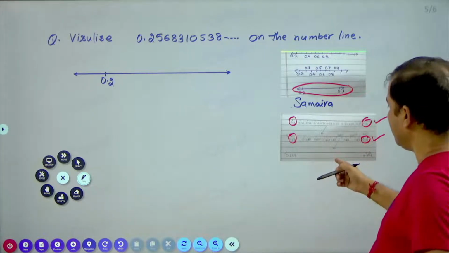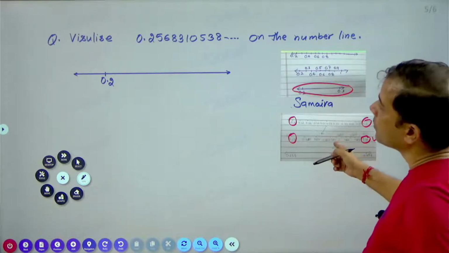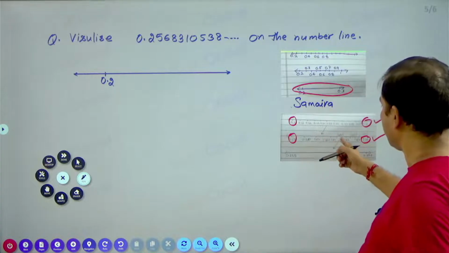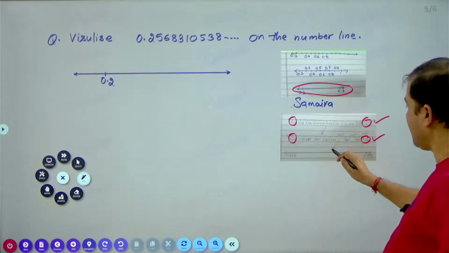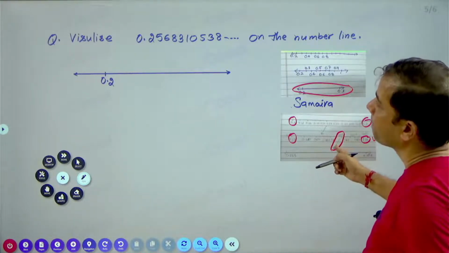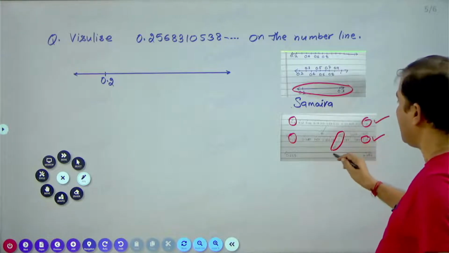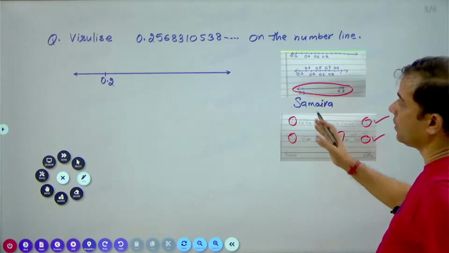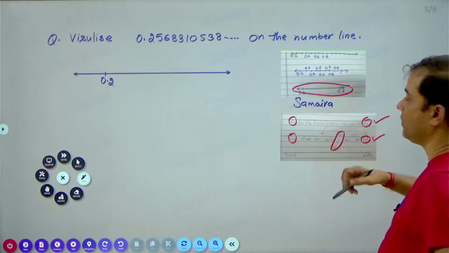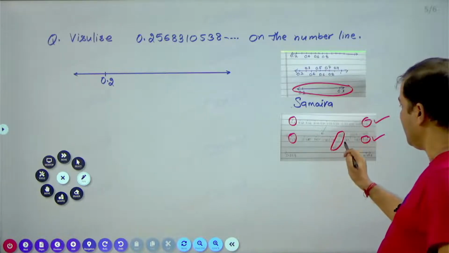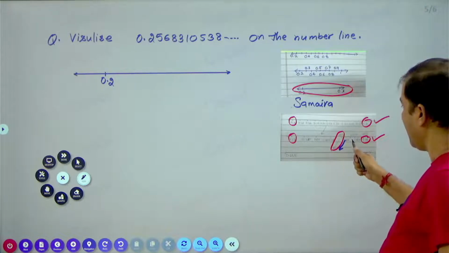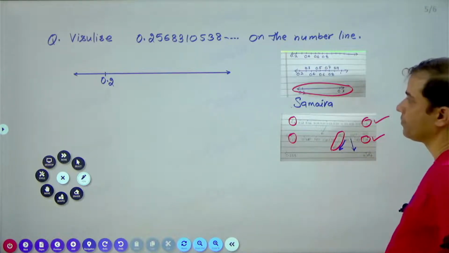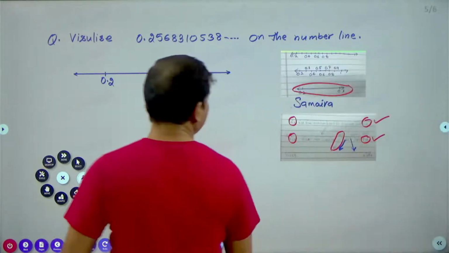Now in the third one, 0.256. This time you have highlighted 0.255. No, it should be between 0.256 and 0.257. Between 0.256, this number, and this number. Got it? Yes, sir.